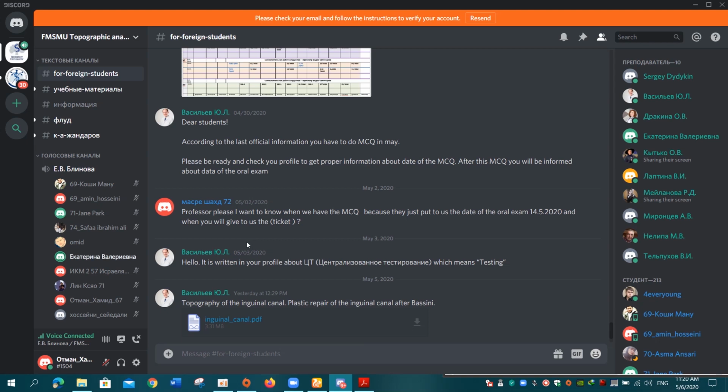Topography of the anterior side, topography of the carotid triangle. The carotid triangle is located on the neck. The carotid triangle has three borders. Posteriorly or laterally, the anterior margin of the sternocleidomastoid muscle. Superiorly is the posterior belly of the digastric muscle, and anteriorly is the superior belly of the omohyoid muscle.